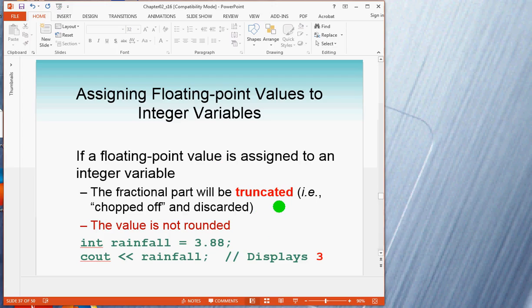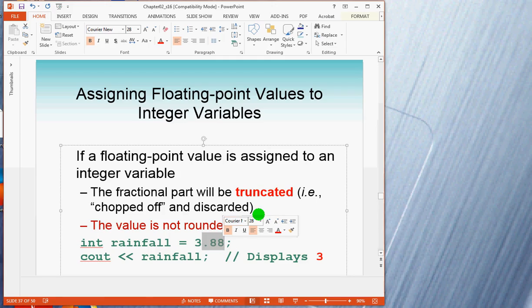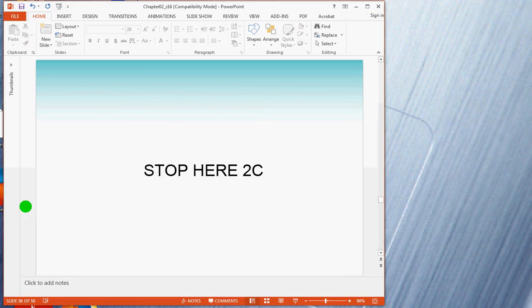So when you go to store a float value into an integer variable, you've got to throw away the part that's not an integer. The part that's not an integer is the decimal part, the fraction part. So if I store 3.88 into an integer variable called rainfall, what happens? We truncate. We throw away the fraction part. So we only keep the part to the left of the decimal point. All right? With that, we're going to stop.